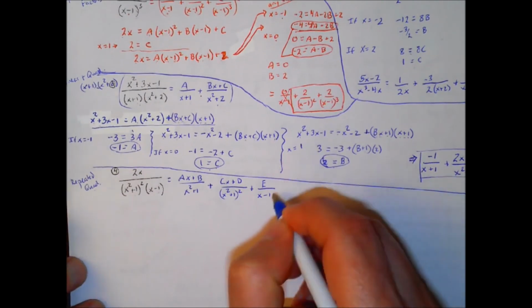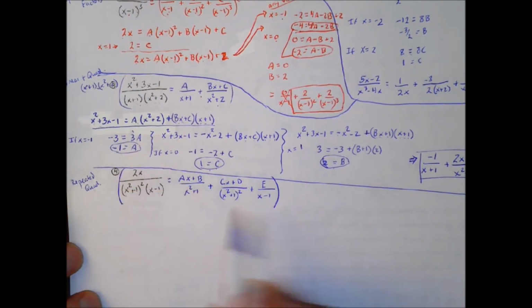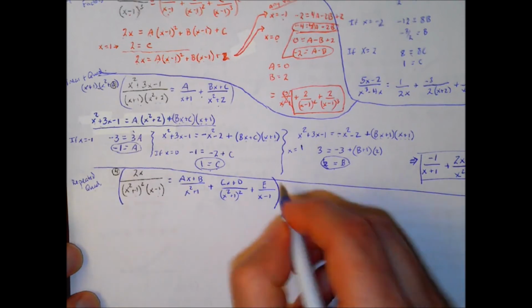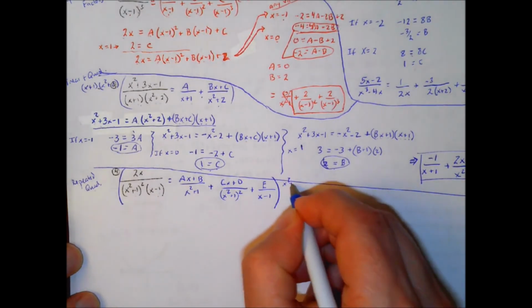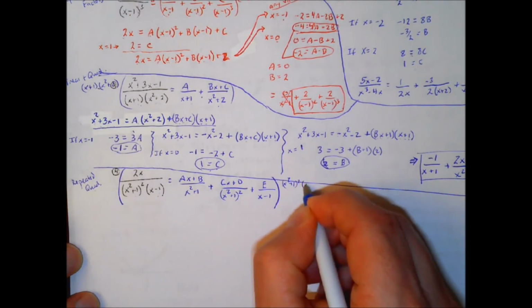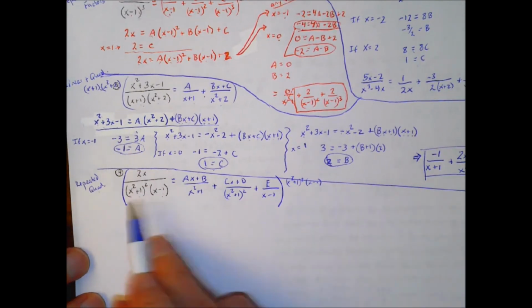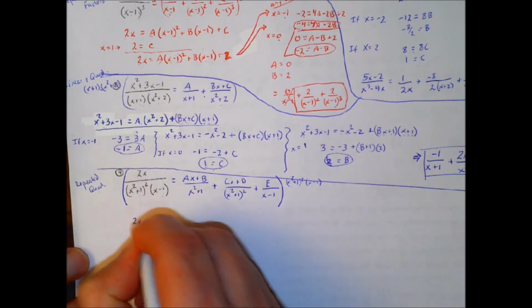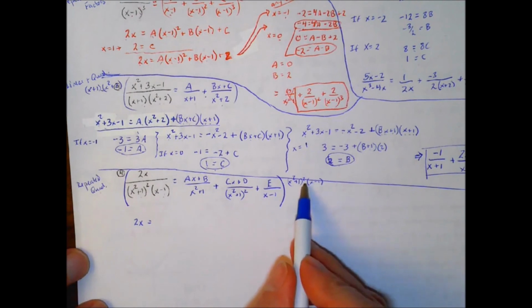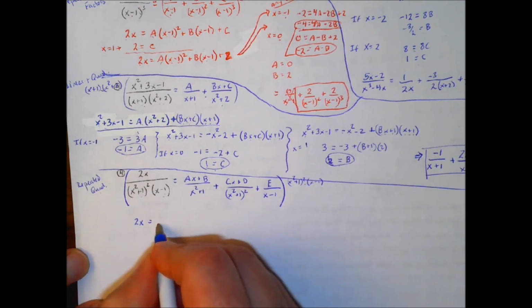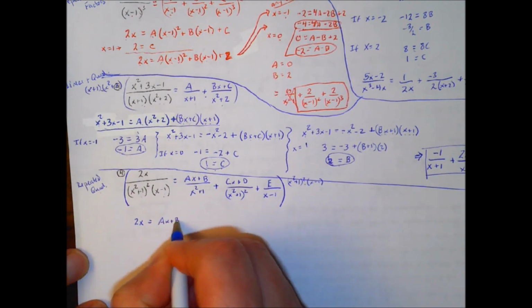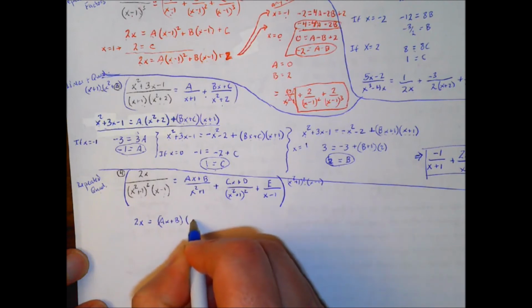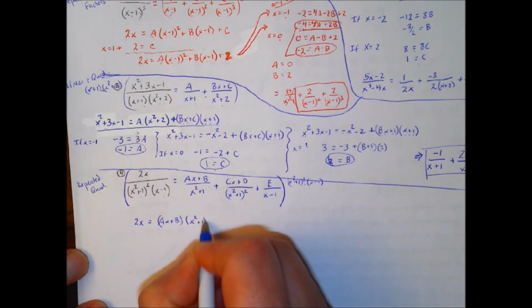All right, so to do this, let's solve it. I'm going to multiply by these factors here, by x squared plus 1 squared and x minus 1. So these and these will cancel out. I'll have 2x. This and one of these will cancel out, so I'll have ax plus b times the x squared plus 1 and the x minus 1.